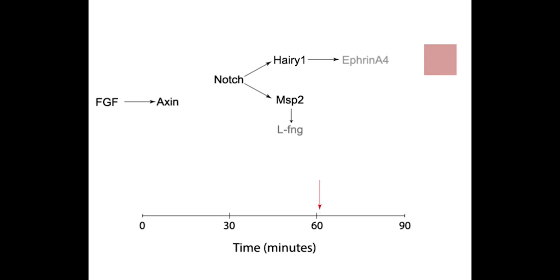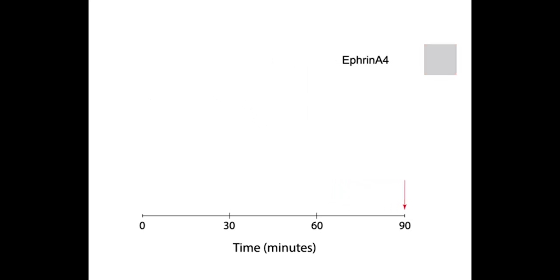Past the determination wavefront, the cells reach an area of no FGF, and EphA4 stays high, causing the cells to differentiate into somites.